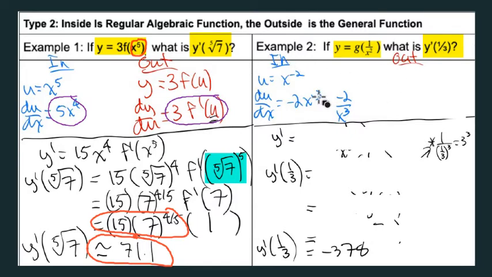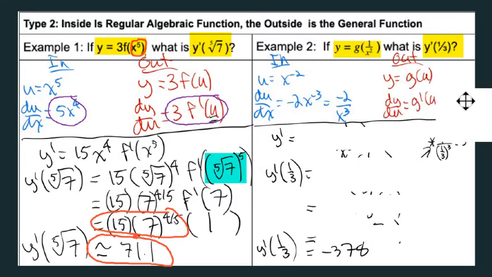Now that's the inside derivative. What about the outside derivative? Well, what is the outside function? It's just g at u, because I changed 1 over x squared into u. What's the derivative of g of u? g prime of u. That's it. Now I need to multiply these together. So it's just going to be negative 2 g prime at u divided by x cubed.